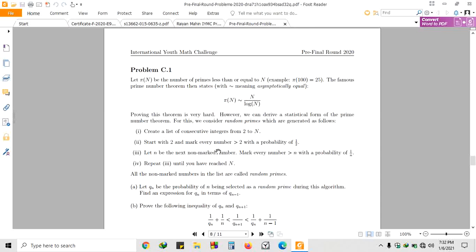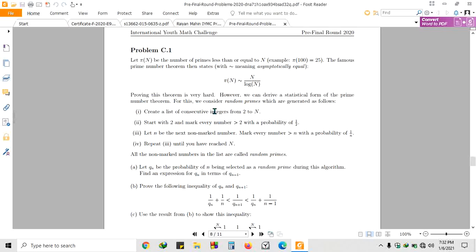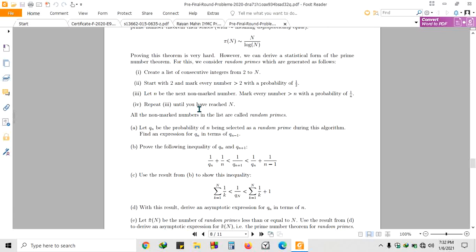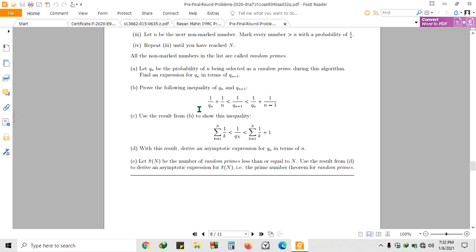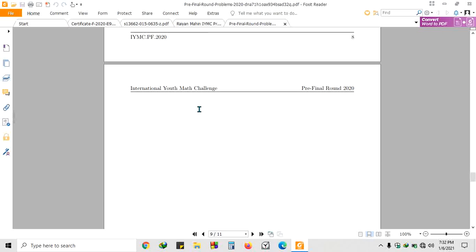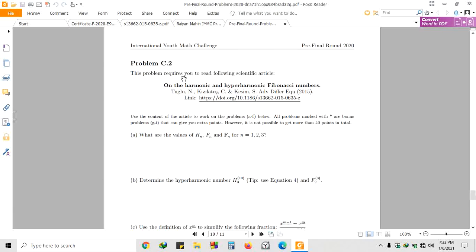So the next problem was C.1. This was a prime number related problem, and the theorem explained here is the sieve of Eratosthenes. We know that we use the sieve of Eratosthenes for checking if a number is prime or not, but there the question was a kind of proof, so I won't discuss it, sorry. So let's go to the last problem, that is C.2.